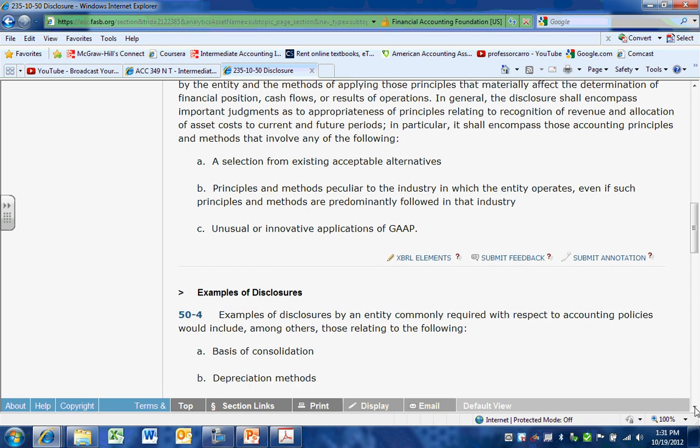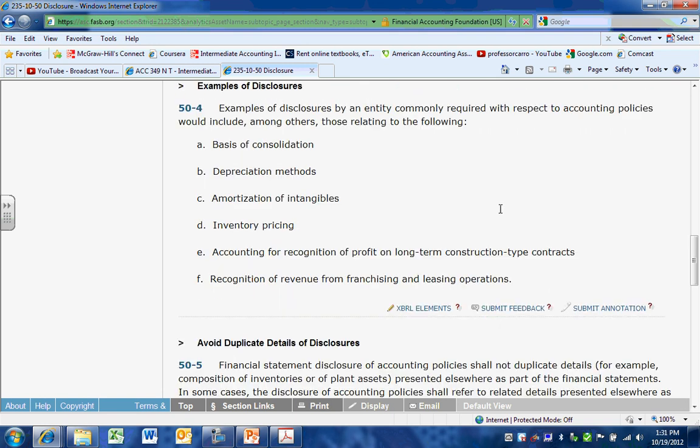The next section talks about the things that we need to discuss: the basis of consolidation, which is something we'll discuss in advanced accounting; depreciation methods and amortization of intangibles, which are things we talk about in Intermediate 2, along with inventory pricing. We'll be talking about the recognition of long-term contracts in Topic 6 in our class, along with the recognition of revenue from franchising and leasing.